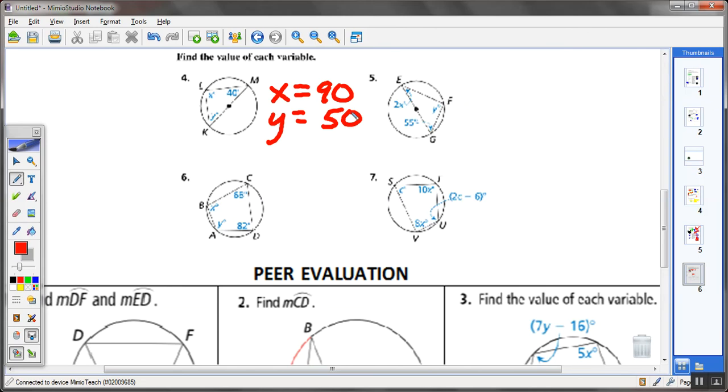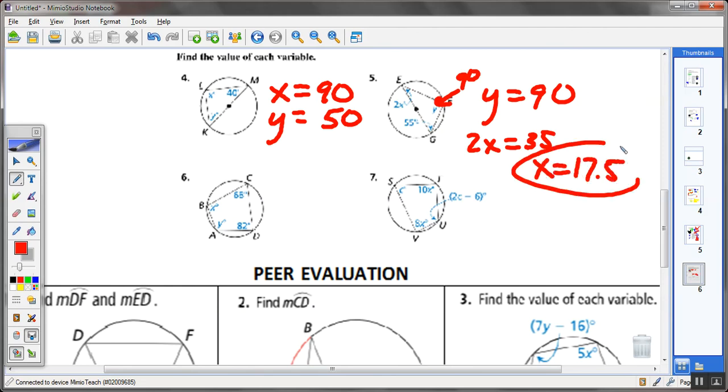Hey, what's y have to be, kids? Y is 90. Y's got to be 90 again. You know this. How did you find x? I took, if this is 90, 35. Okay, so 2x would equal what? 2x would equal 35 here, right? Yeah. Because if this is 90 and this is 55, whatever the difference, yep, x has got to be that. Very good. Okay. All right.